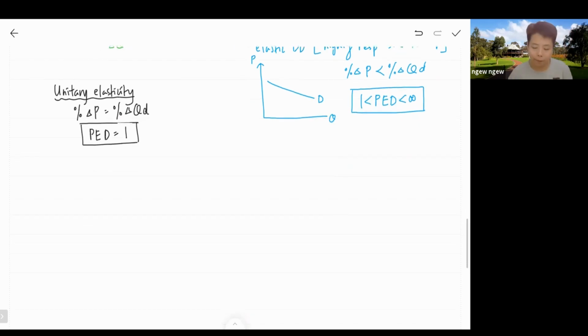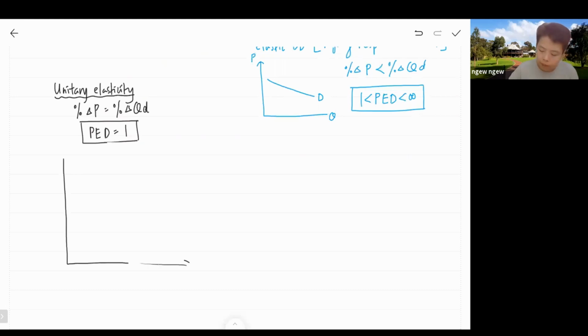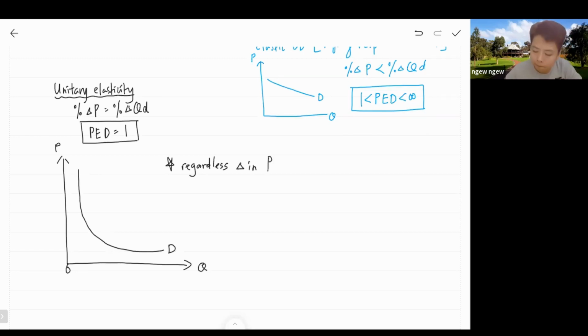And now let's look at the diagram. Whenever you see this kind of demand curve, okay, hyperbola shape, the PED will always be 1. And based on PED equals 1, you all need to be very careful. Under the situation where PED equals 1, they come with one important piece of information: regardless of changes in price, total revenue is always constant.